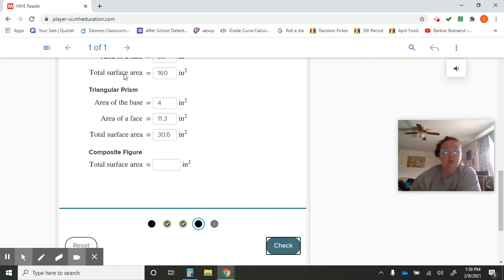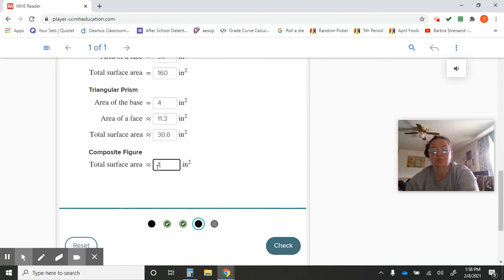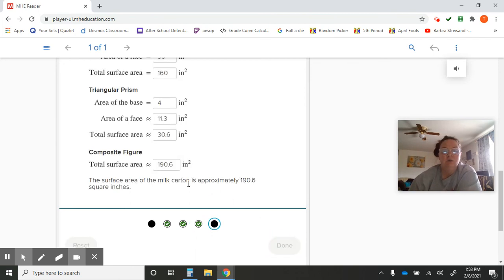Now I'm going to add both of these totals together. So 30.6 plus 160 gives me 190.6. So he's going to have 190.6 square inches, or inches squared, of cardboard to use from each of his milk cartons in his collage.